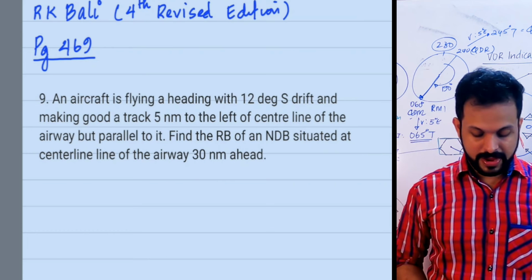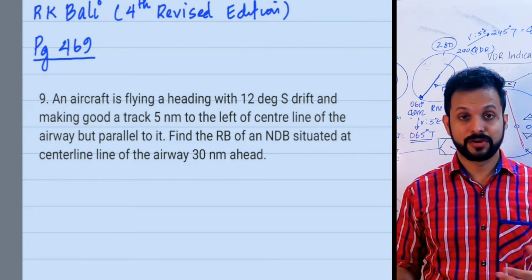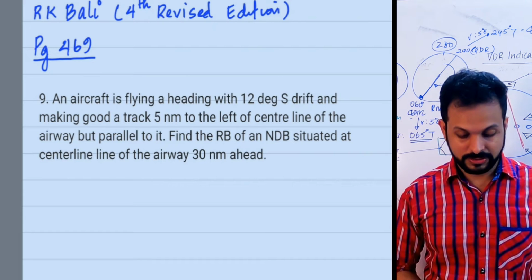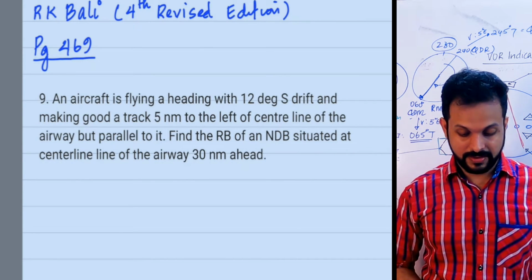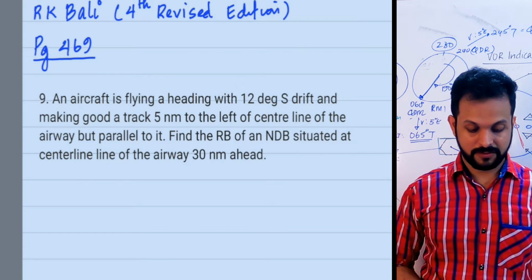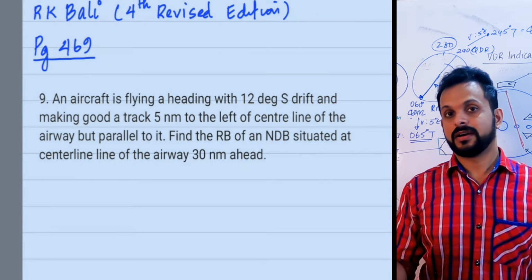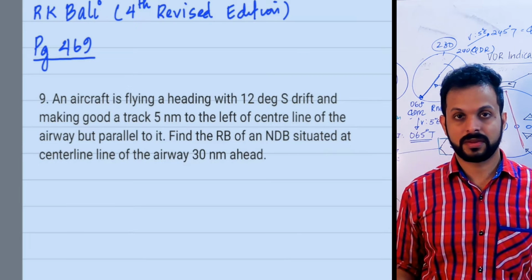An aircraft is flying a heading with 12 degrees starboard drift and making good a track 5 nautical miles to the left of center line of the airway but parallel to it. Find the relative bearing of an NDB situated at the center line of the airway 30 nautical miles ahead. Take a pause, read the question as many times as you want.